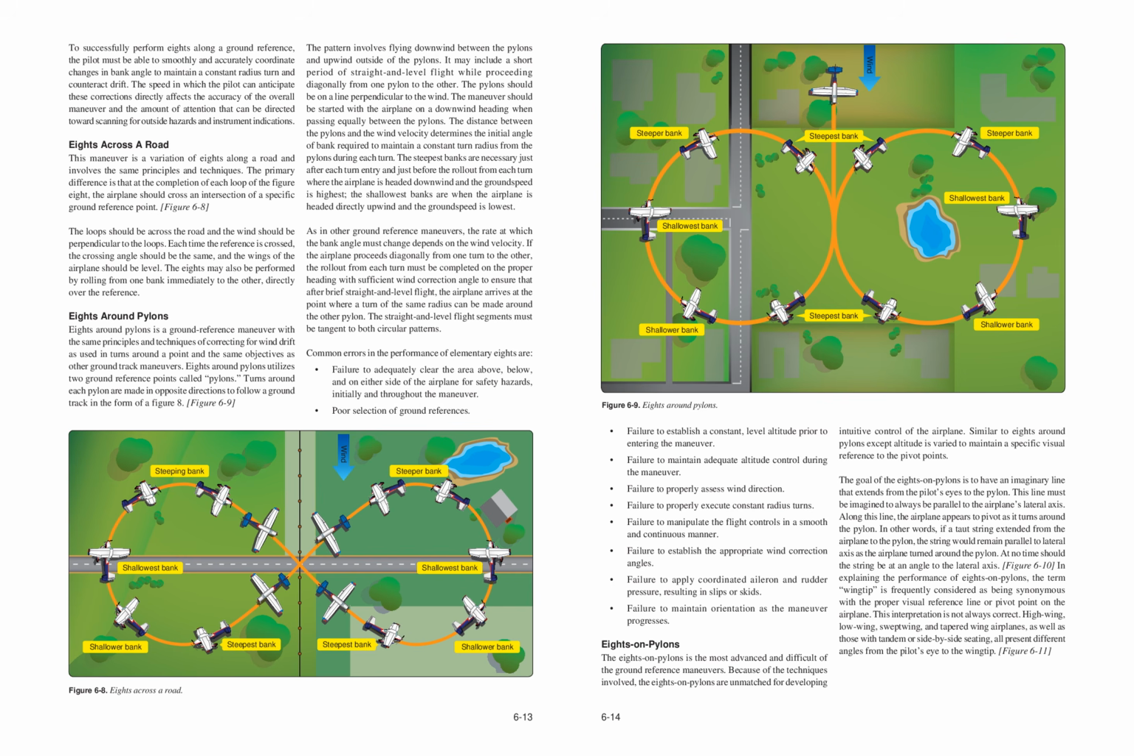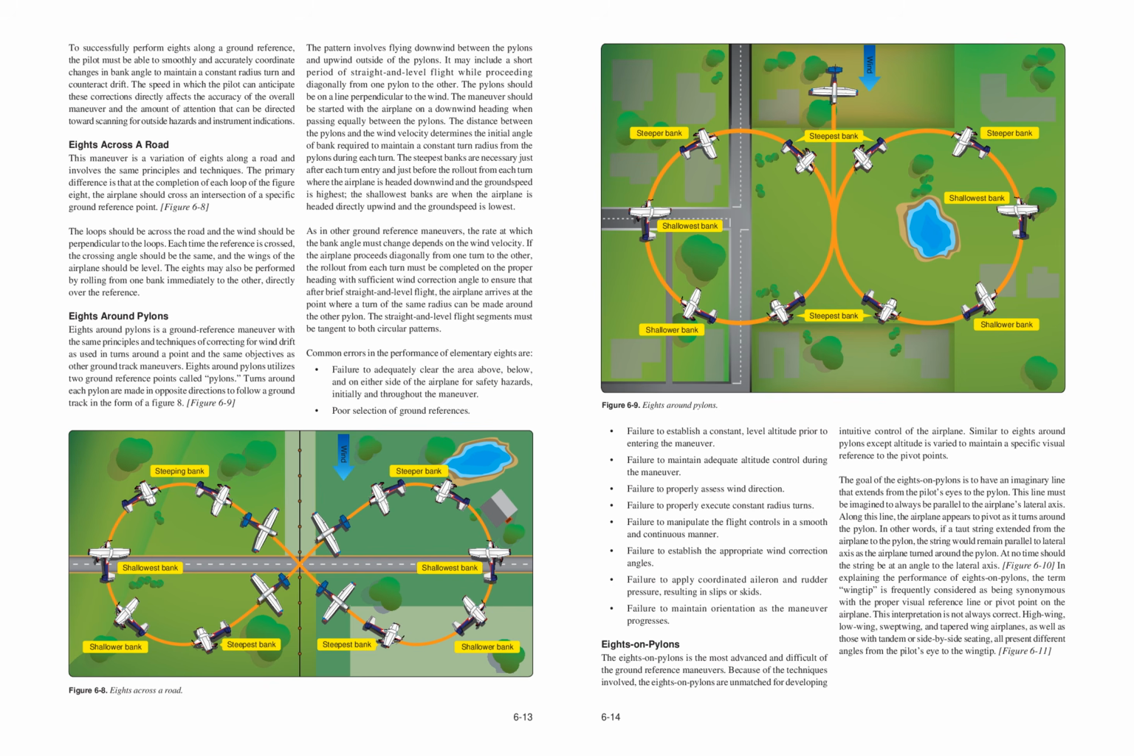8s across a road. This maneuver is a variation of 8s along the road and involves the same principles and techniques. The primary difference is that at the completion of each loop of the figure 8, the airplane should cross an intersection of a specific ground reference point. Figure 6-8. The pattern involves flying downwind between the pylons and upwind outside of the pylons. It may include a short period of straight and level flight while proceeding diagonally from one pylon to the other. The pylons should be on the line perpendicular to the wind.